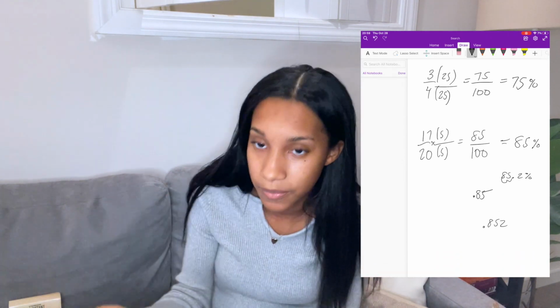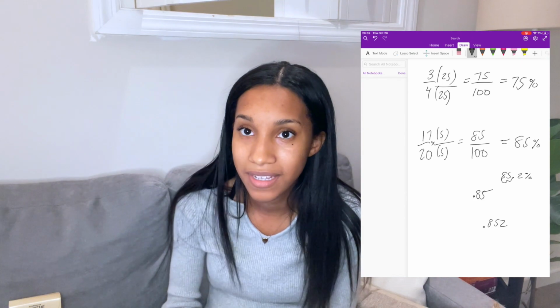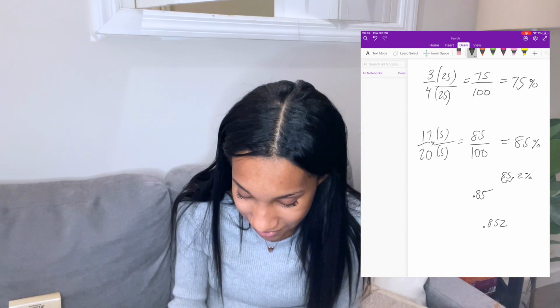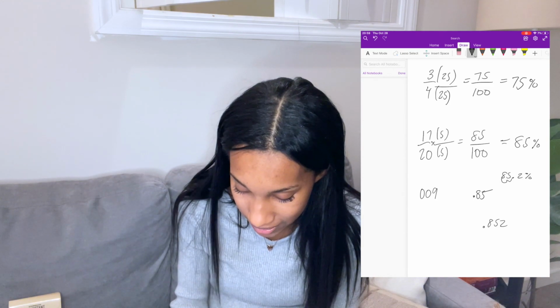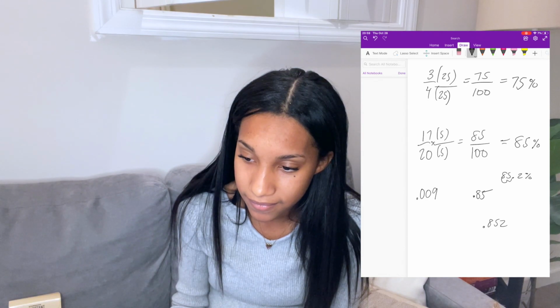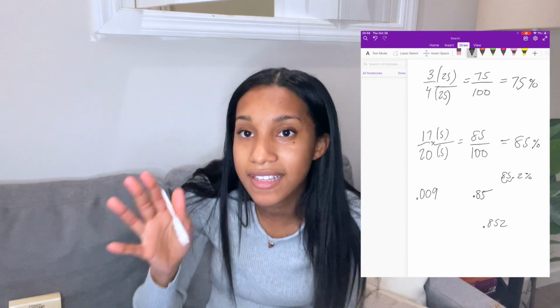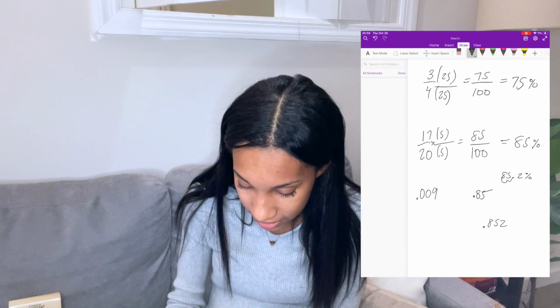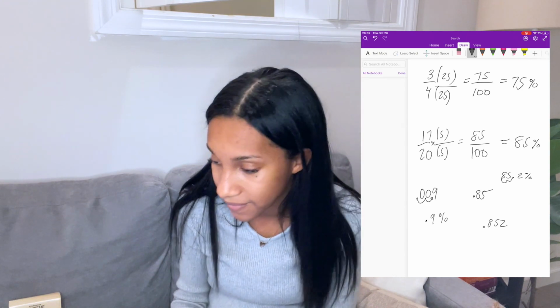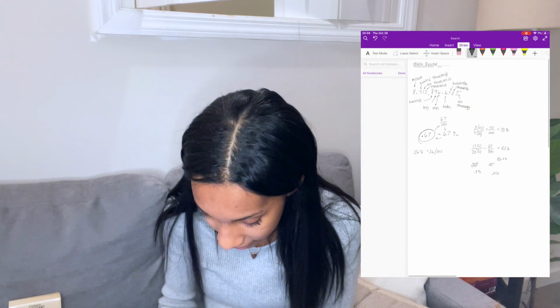Say you want to convert a decimal into a percentage. You're going to take the decimal and move it 2 places the other way. So say you have 0.009, or 9 thousandths. Yeah, 9 thousandths, that's the correct way to say it. You're going to take the decimal place and move it over 2. It's going to be 0.9%. And that's it for that.